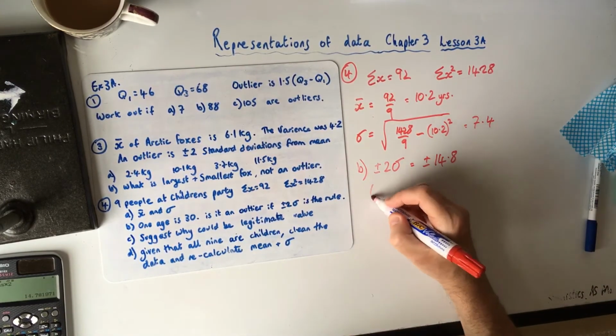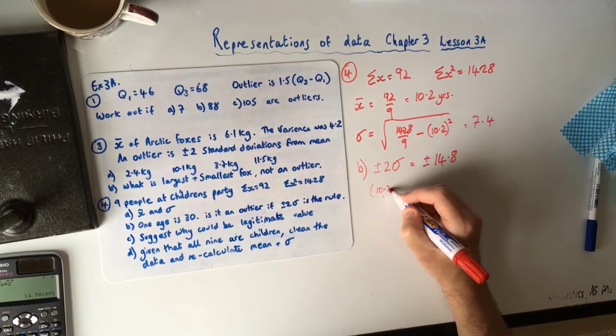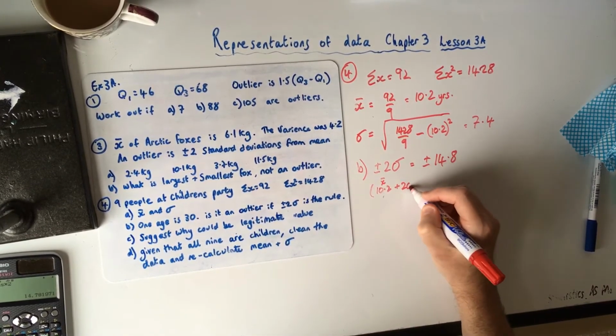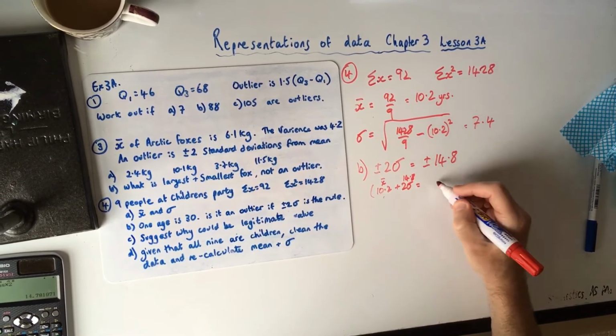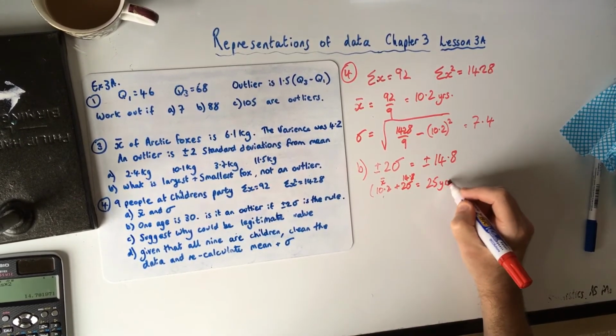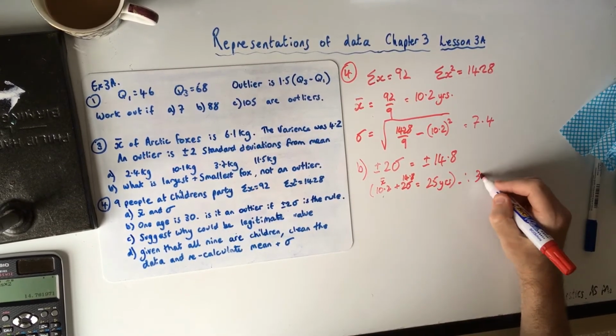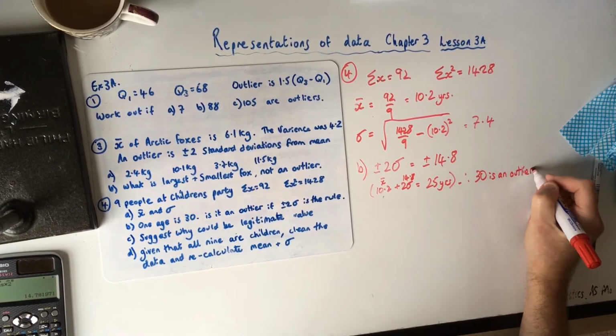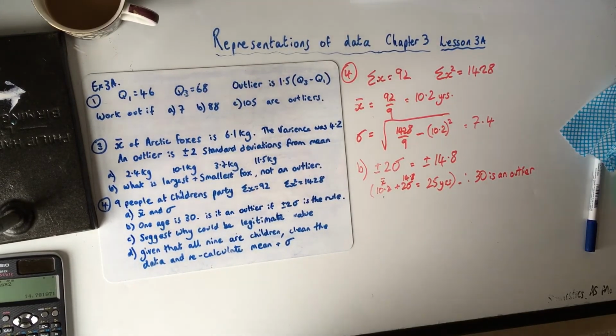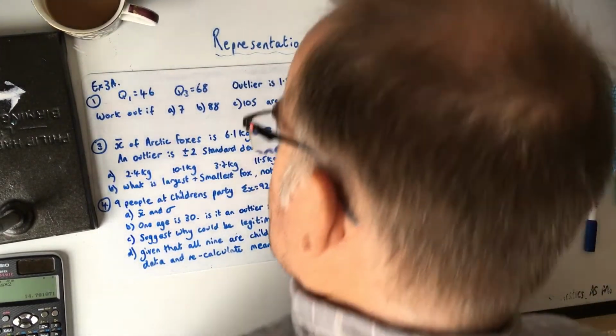Okay, so 10.2, that's the mean, plus 2 standard deviations, which is 14.8, gives you 25 years. Therefore, 30 is an outlier. I hope you can read that. That's fitting on. Okay, so this person who's 30 is an outlier.